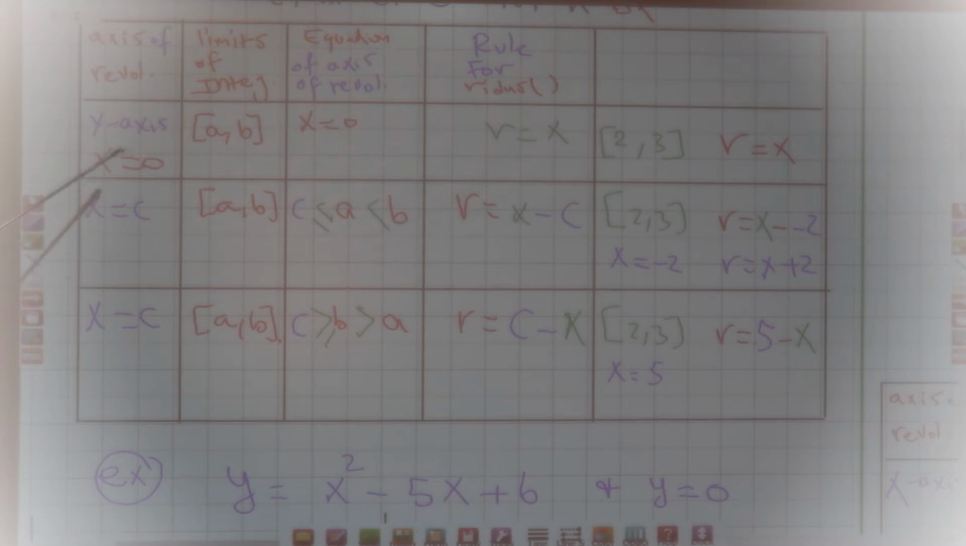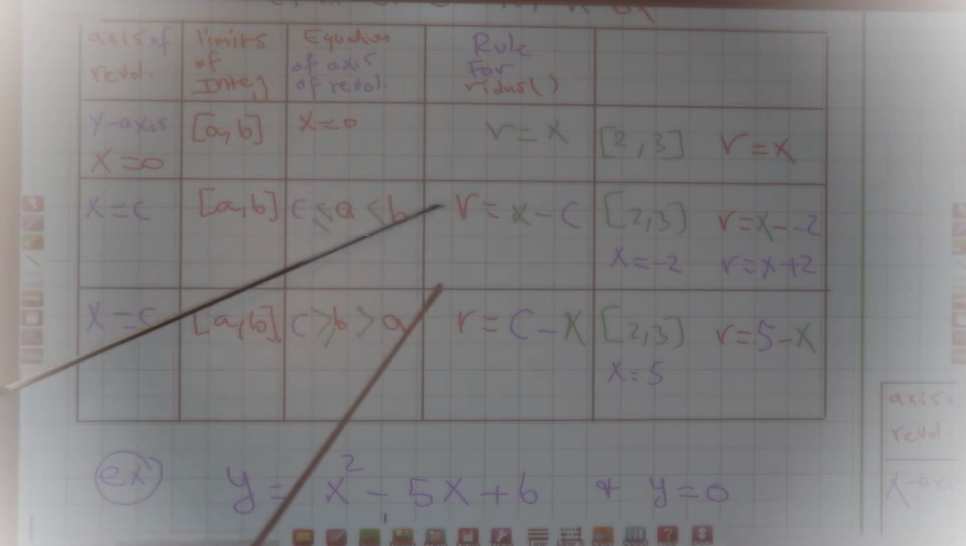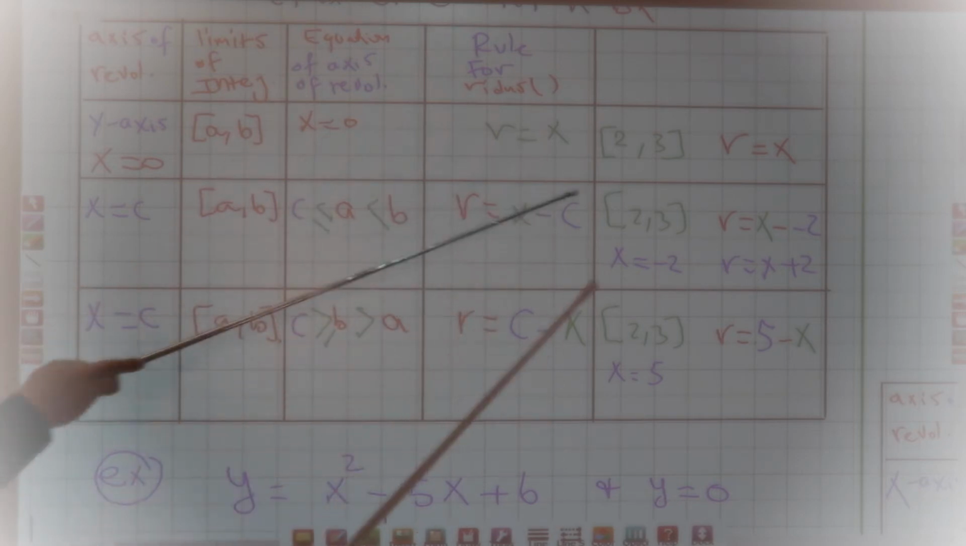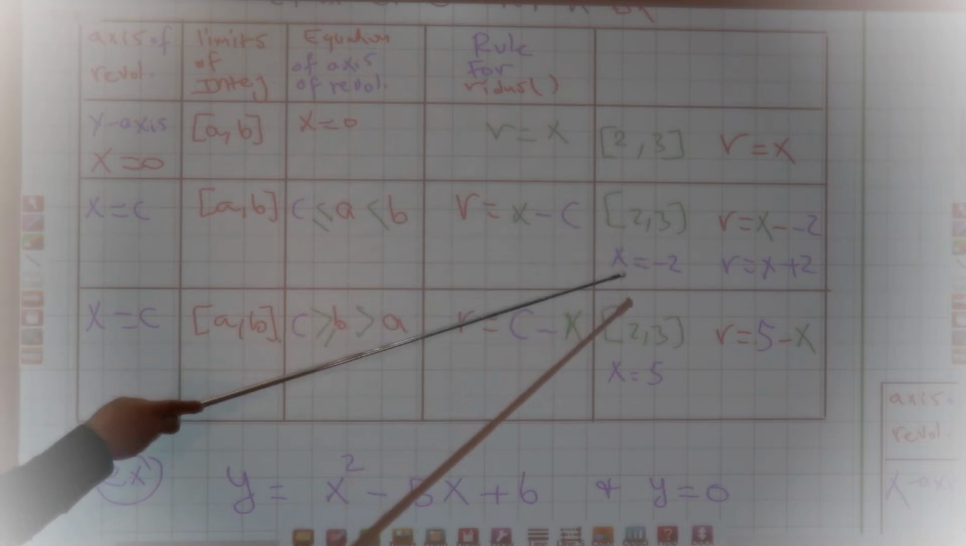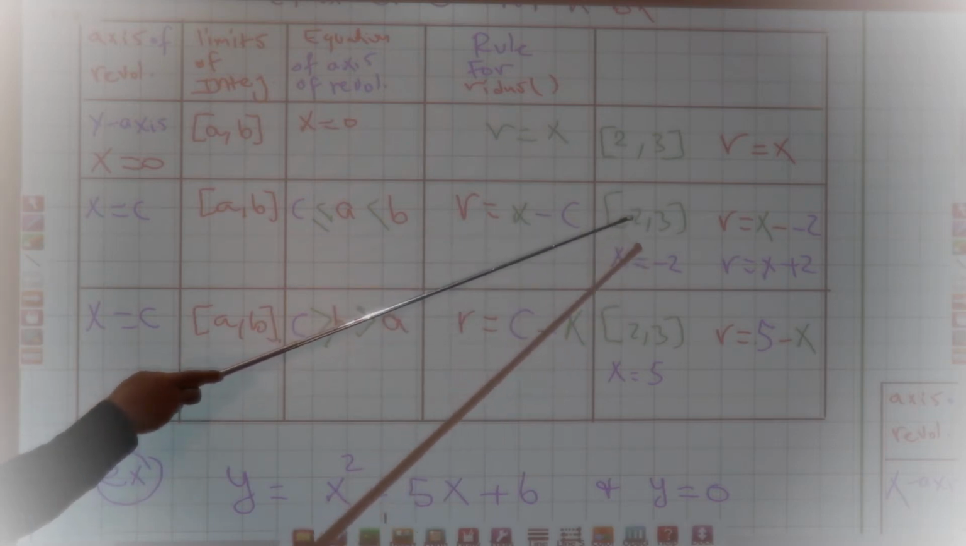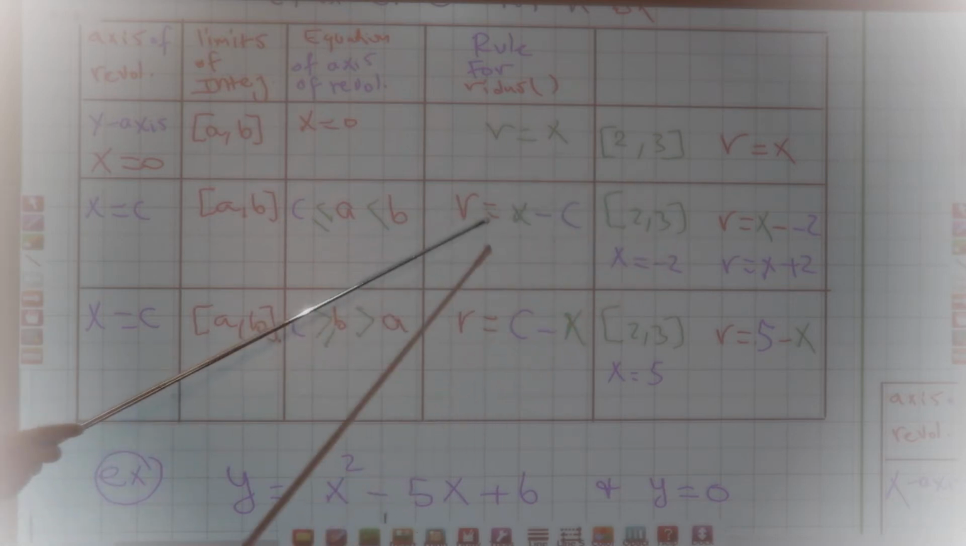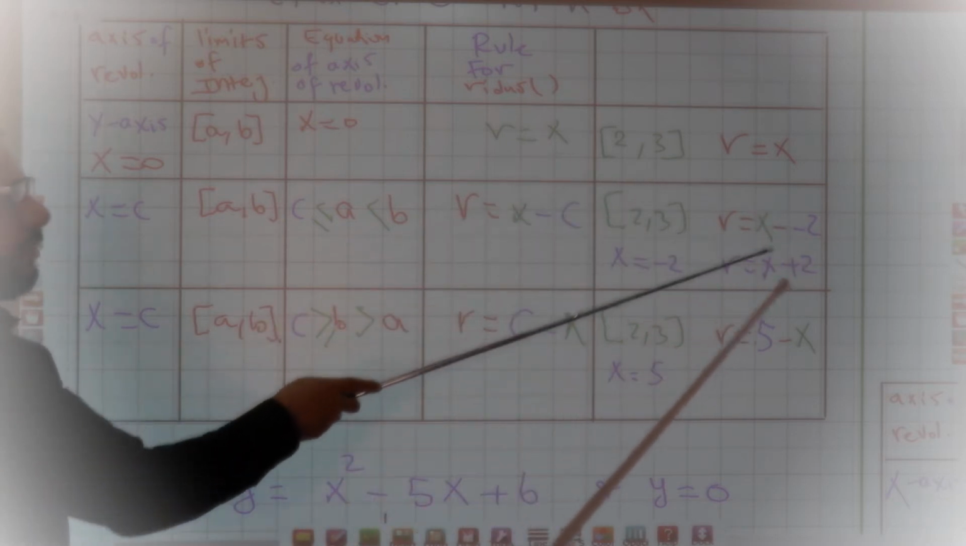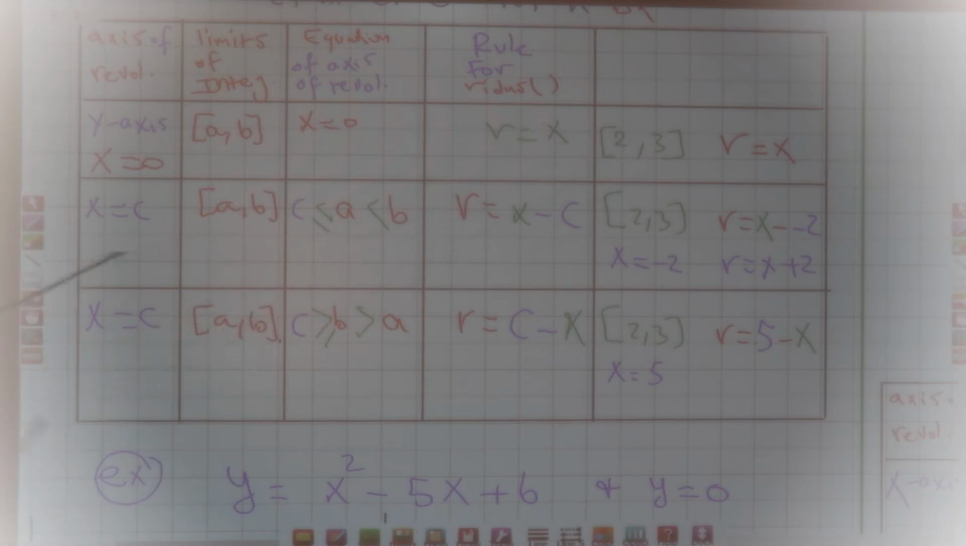Now if he changes the axis of revolution from x equals 0 to any other number, x equals c, I have to compare it to the limits of integration a and b. I have two cases. Either c is less than a and less than b, or equal to a, then my radius is x minus c. Example, look, limits 2 and 3, and negative 2 is less than 2, which is a, and less than 3, then the rule is x minus c. X minus negative 2, which is x plus 2. X equals c, a and b.